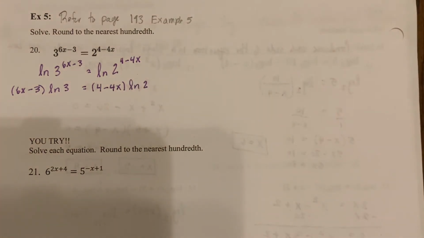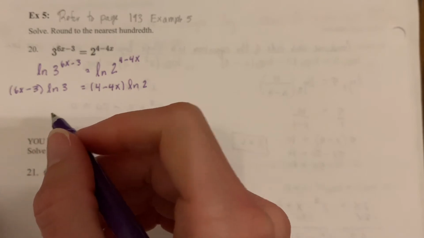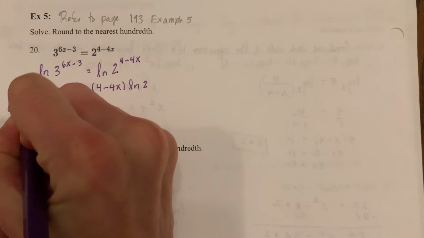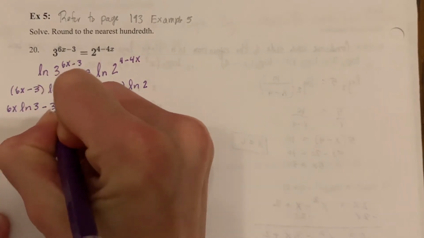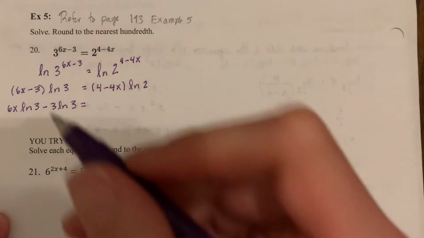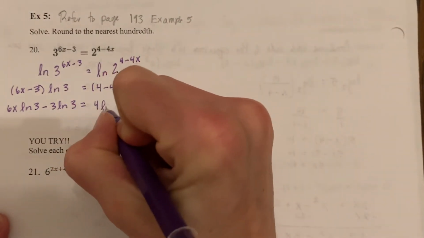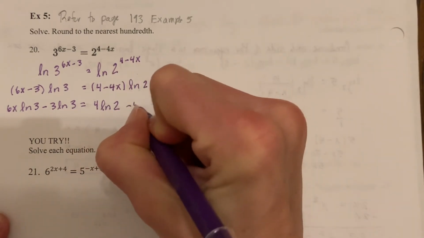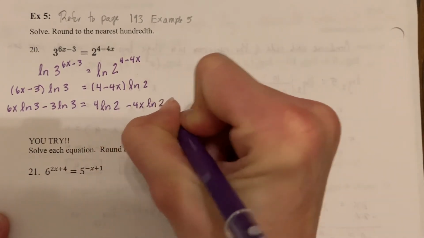Now, because I'm solving for x, my goal is to get all terms that contain an x on one side of the equation. But before I can do that, I need to distribute on both sides. On the left side, I'm going to distribute the natural log of 3. So I have 6x natural log of 3 minus 3 natural log of 3. On the right side, I want to distribute the natural log of 2. So I have 4 natural log 2 minus 4x natural log 2.